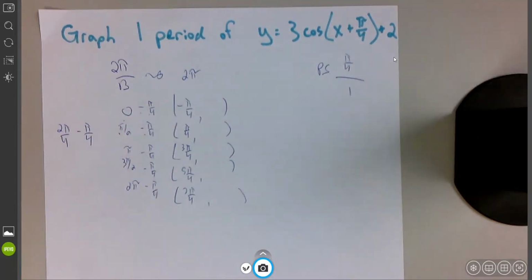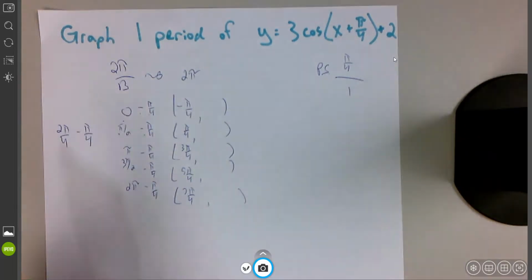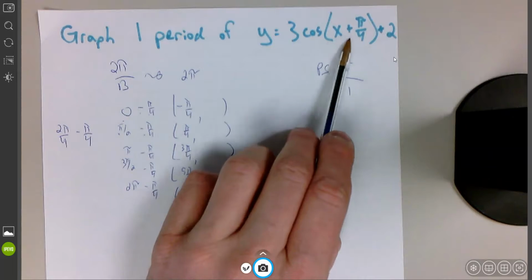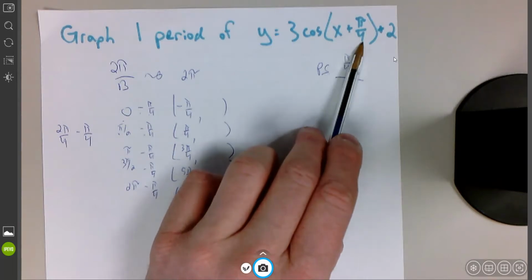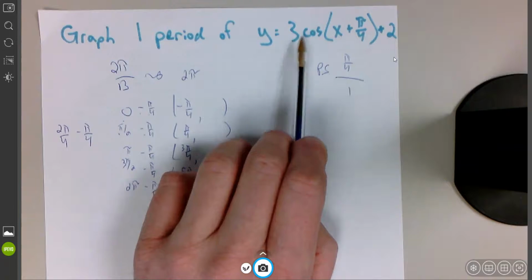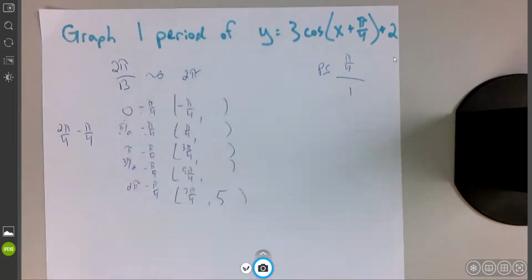And always, if you're not sure if this works, like the little pattern recognition, you can always just plug in a number. We could come up here and plug 7 pi over 4 in here. 7 pi over 4 plus 1 pi over 4, that would be 8 pi over 4. 8 pi over 4, that's 2 pi. Oh, okay, good. That is a key value. Cosine of 2 pi is 1. 1 times 3 is 3. 3 plus 2 is 5. I know I'm going to get a 5 here.